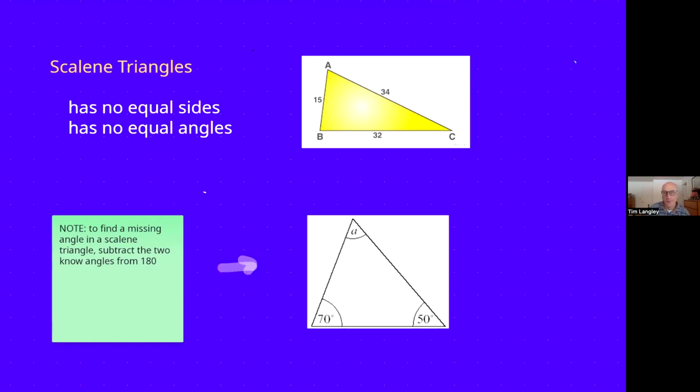I can see that I'm given 70 and 50, and I can add them together, and that gives me 120. Okay, if I did that in my head correctly. And if I subtract that from 180, I could just do that math right here, and that's 60 left. Okay, so 60. And so that means that angle A in this triangle would be 60. Okay, all right, moving forward.